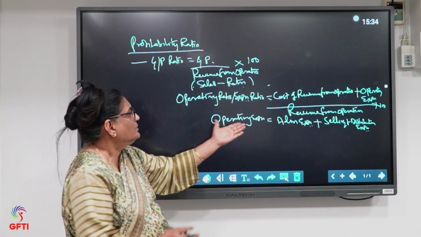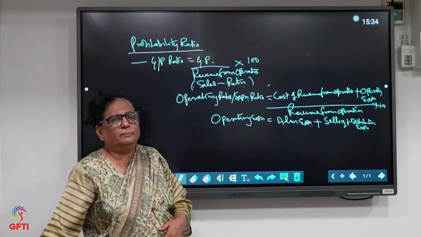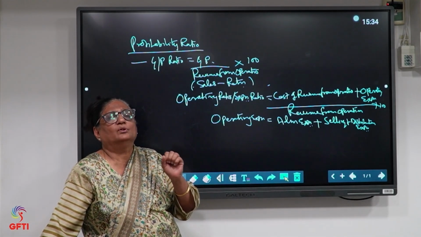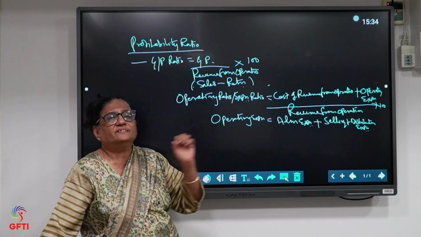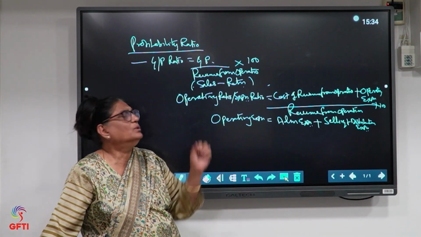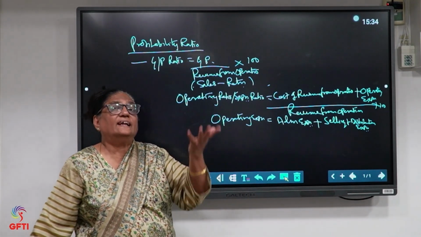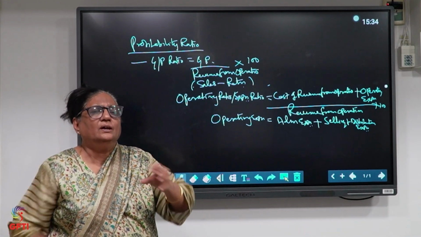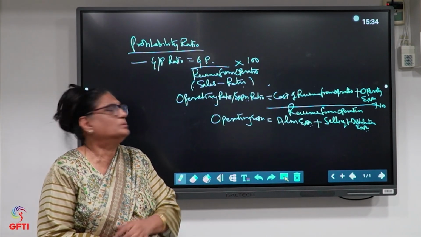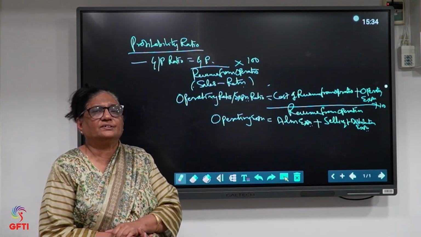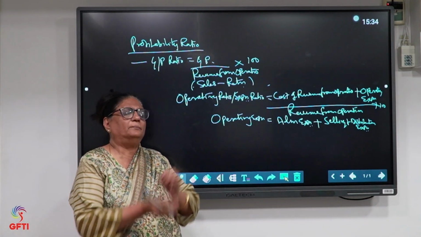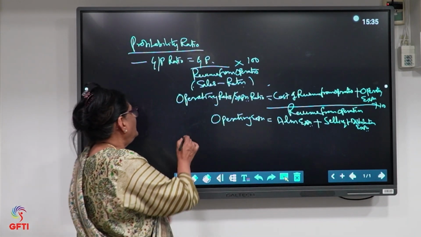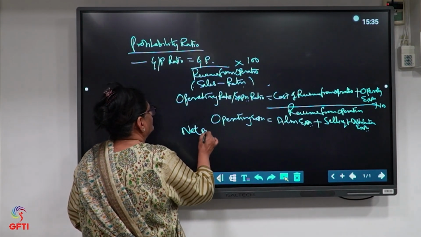Directly they may give you administration or selling and distribution, or sometimes they may bifurcate. They may give salary, office expenses, and in selling and distribution, sales promotion and carriage outward. Some 3-4 items you club together to make selling and distribution, and the others make administration. Is it clear? Usually in examination problems they directly give you, and you are just adding and taking. Clear this already.